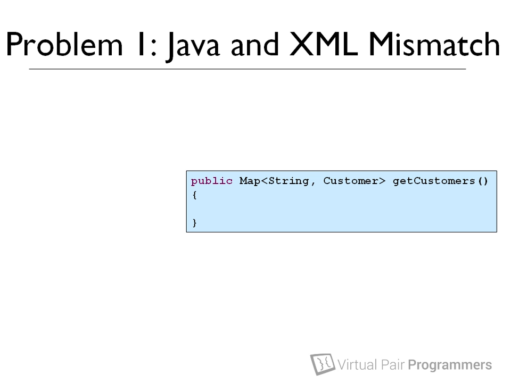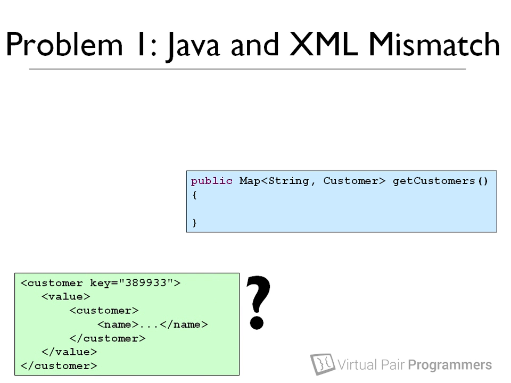But imagine that you have a method such as the method here, getCustomers, which in this case is returning a map of keys and values. Now, of course, in Java, maps are really common. But what is JAX WS going to do in converting that into an XML document? Well, the answer is it can handle it, but there's no standard way of representing a map in XML.